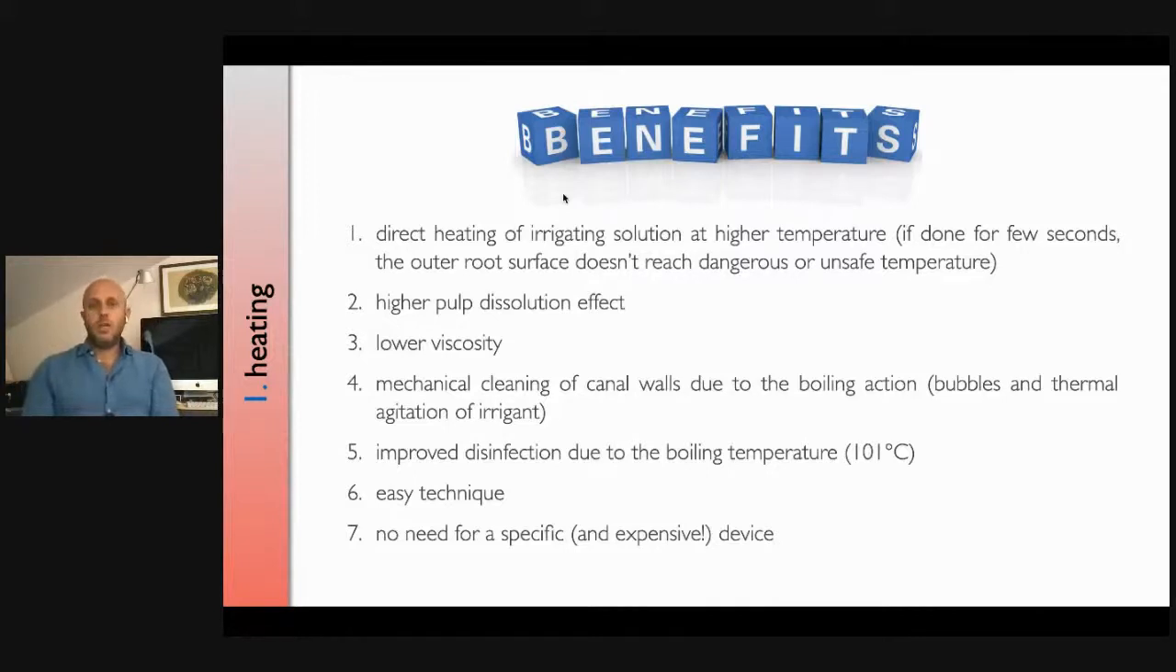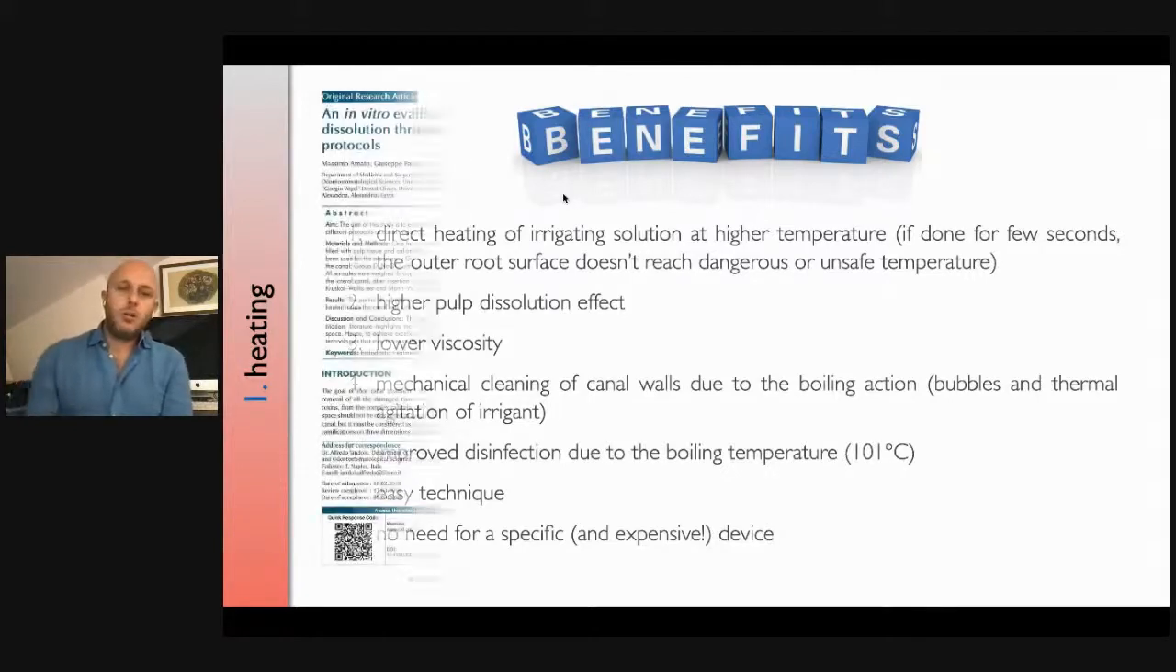We can reduce the viscosity of the irrigating solution that will reach the lateral canals and will clean the walls of the canal. Thanks to the boiling action and the mechanical agitation of the fluid, the irrigating solution will mechanically remove debris from the canals, from the walls, and the disinfection and the cleaning of the canals is more predictable, thanks to a very, very easy technique, because we don't need a specific device, a specific tool, but we can use a heat carrier we daily use for compaction of gutta percha inside the canal.